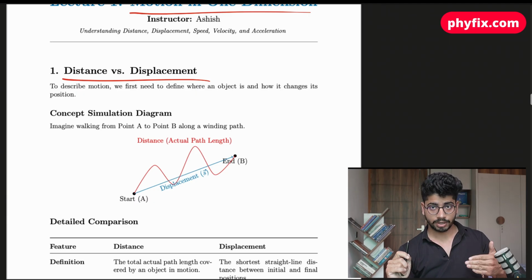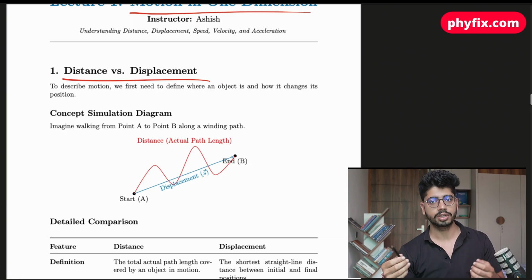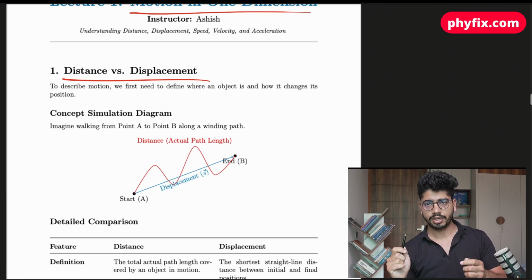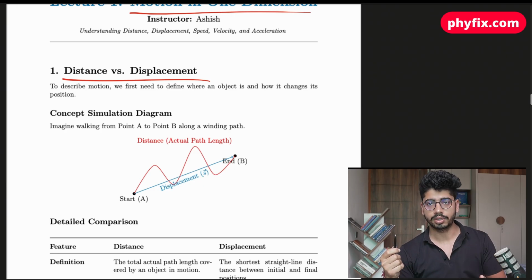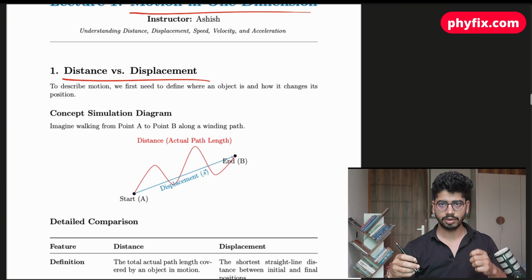It is a vector quantity because I am pointing out the direction, and it tells you how much magnitude it is. The unit is also the meter. The same unit as distance, displacement also has the same unit. And it is a vector quantity. It has direction, so it can be positive and it can also be negative.